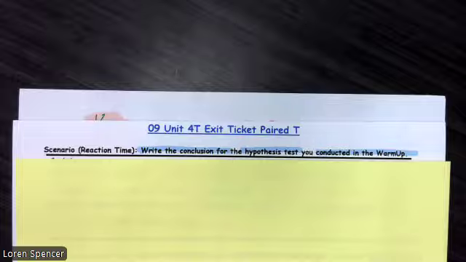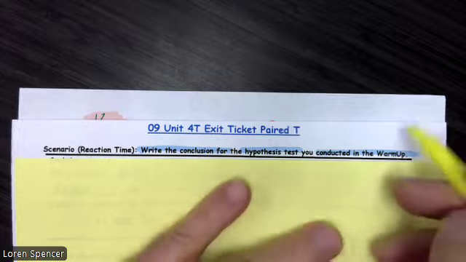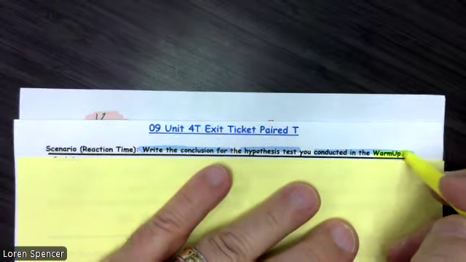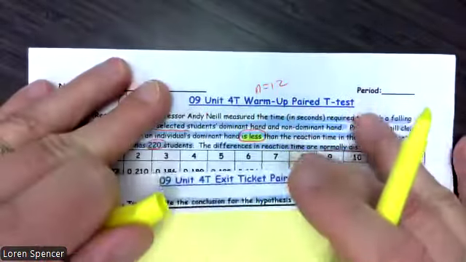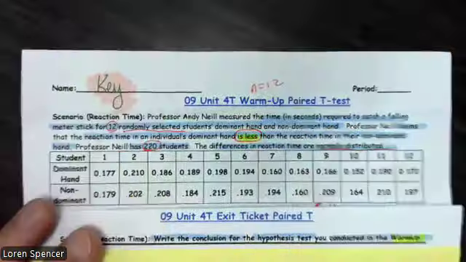This is going to be an exit ticket on the paired t, and the scenario is reaction time that we used in the warm-up. It says, write the conclusion for the hypothesis test that you conducted in the warm-up. So we need to go back and look at our warm-up. We had this scenario here.